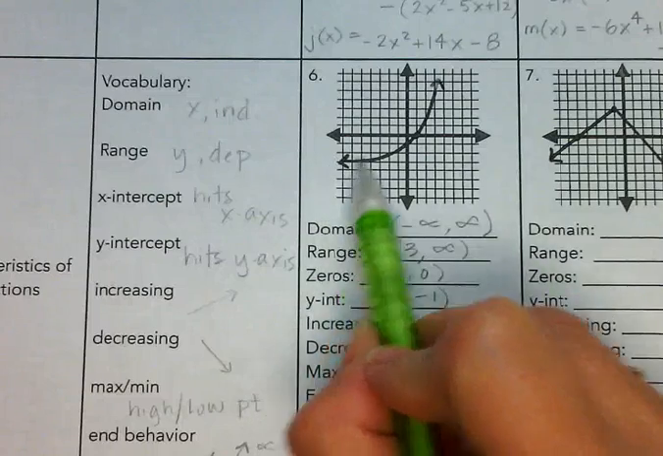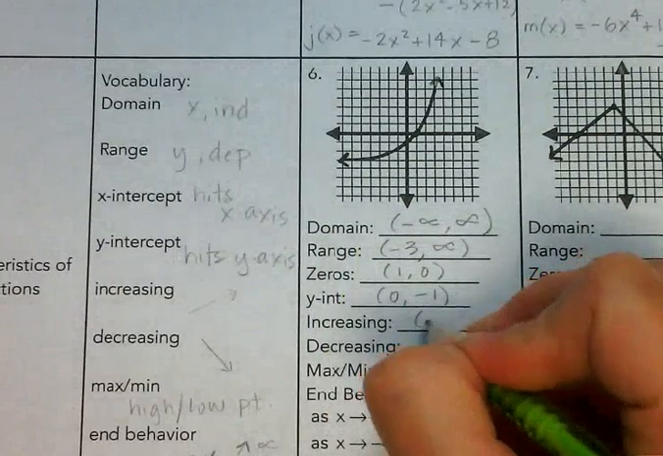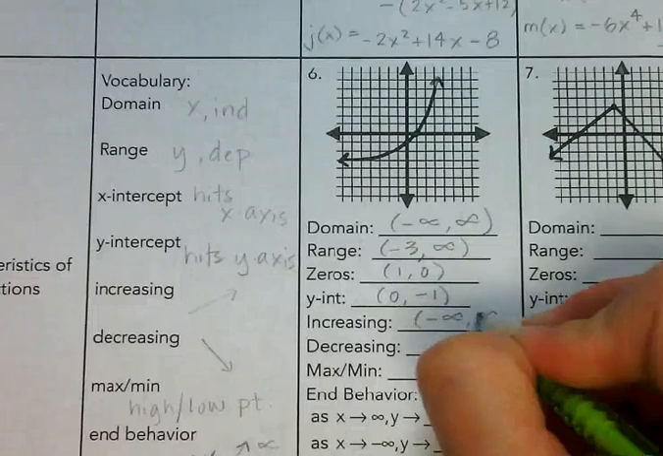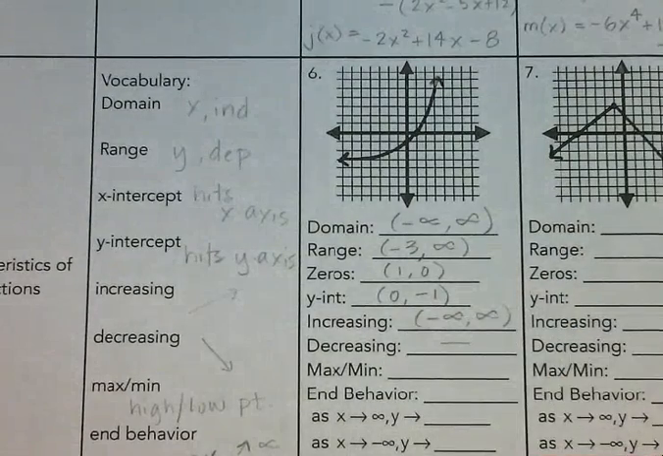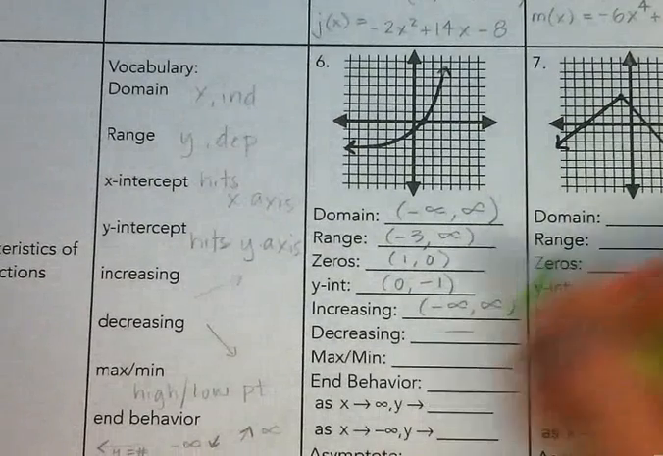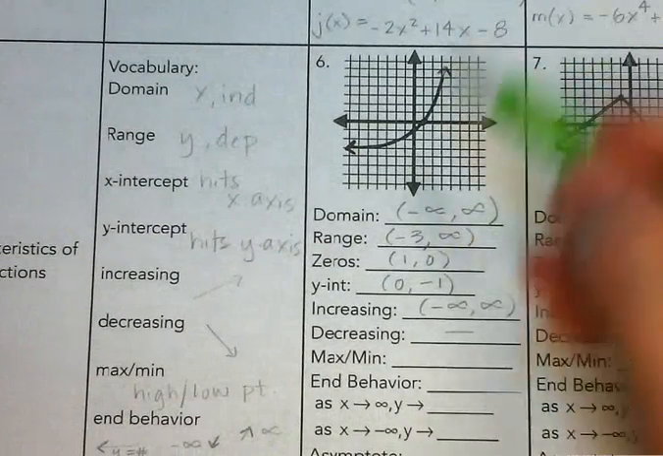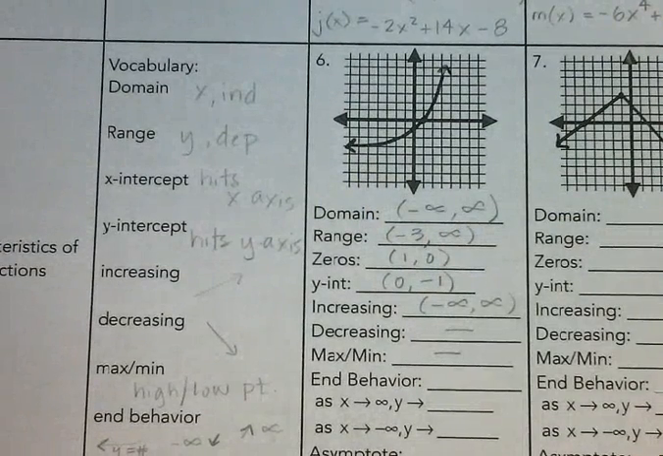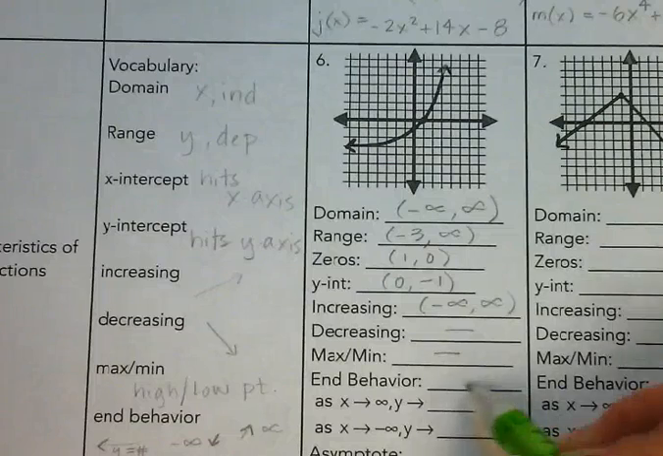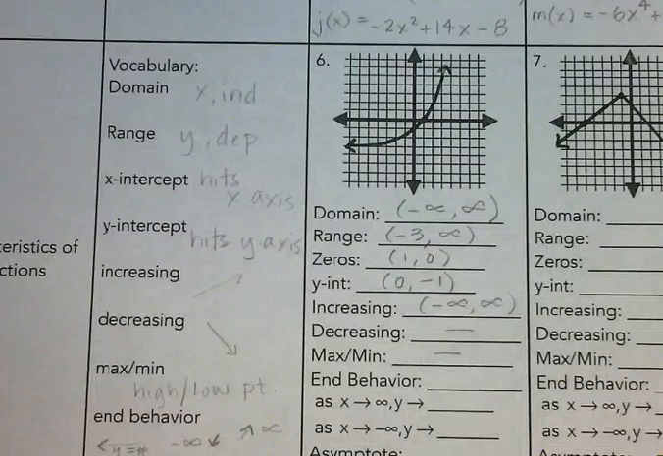This graph is increasing the whole time. So from all the way left to all the way right, it's increasing. So when we say it's increasing the whole time, that means the whole time. It's not decreasing. We don't have a highest point, and we don't have a lowest point. So that doesn't apply.